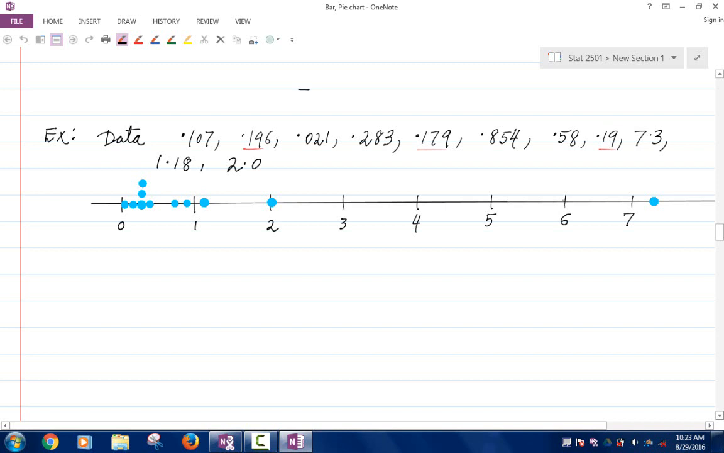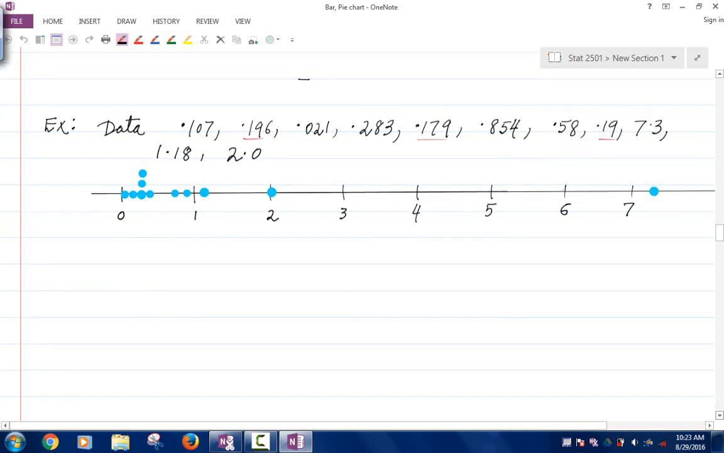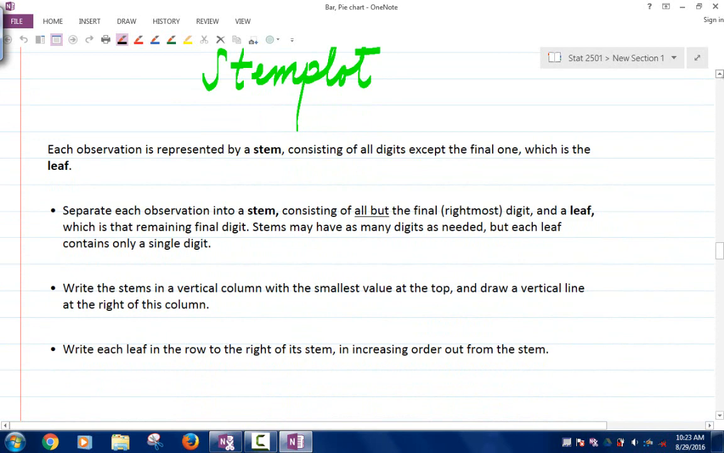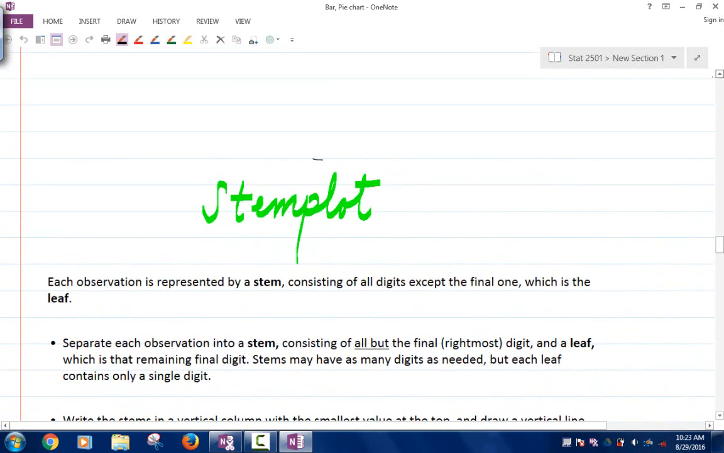But in any case, the idea is that if you make a number line, for every data value you make a dot at that value on the number line. All right, so that's it for the dot diagram. Again, you use a dot diagram only when you have few values, okay.